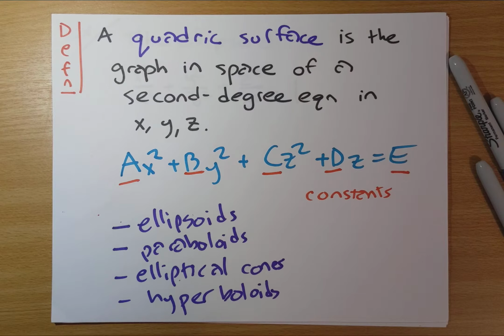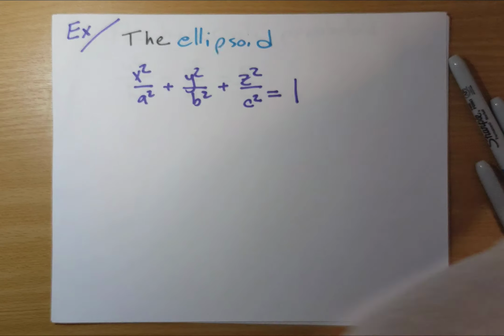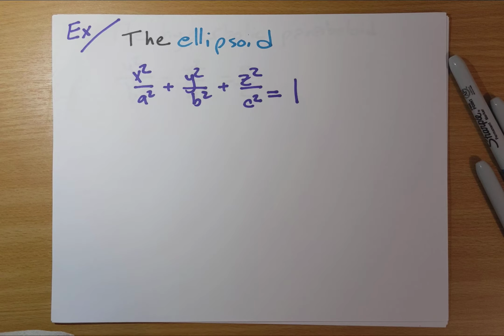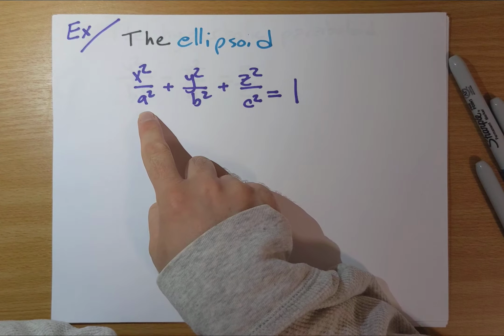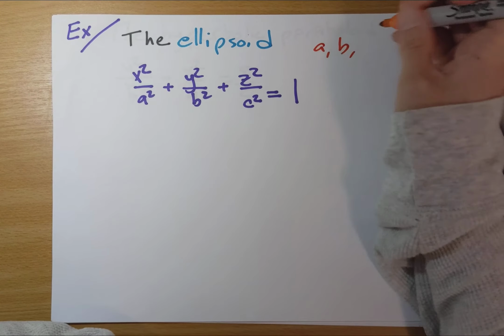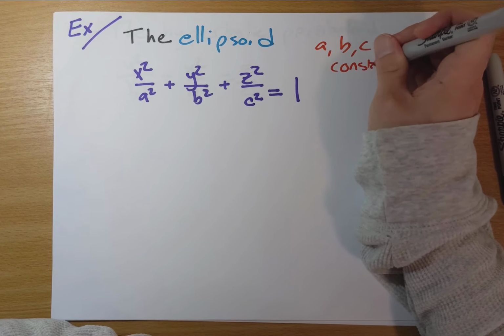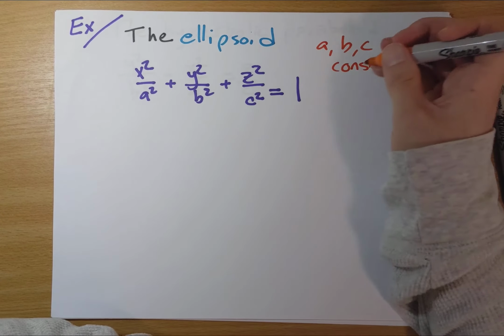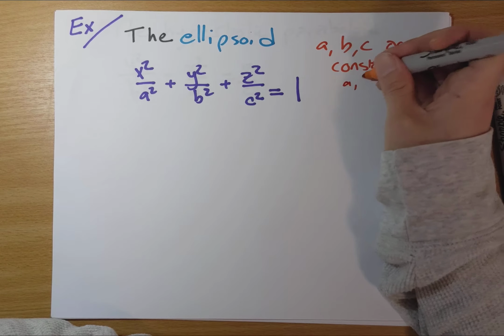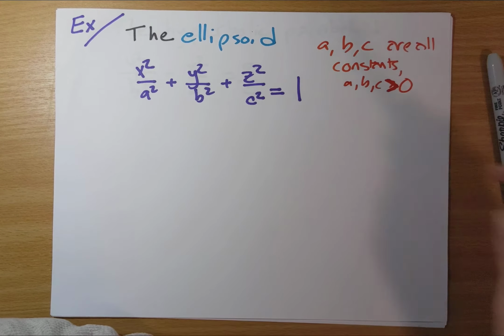Let's do a particular example here. Let's start off by taking a look at an ellipsoid. So here's an example of an ellipsoid: x squared over a squared plus y squared over b squared plus z squared over c squared is equal to 1, where a, b, and c are all constants. And it's probably easiest to make sure that a, b, and c are all, let's say, strictly positive constants here.